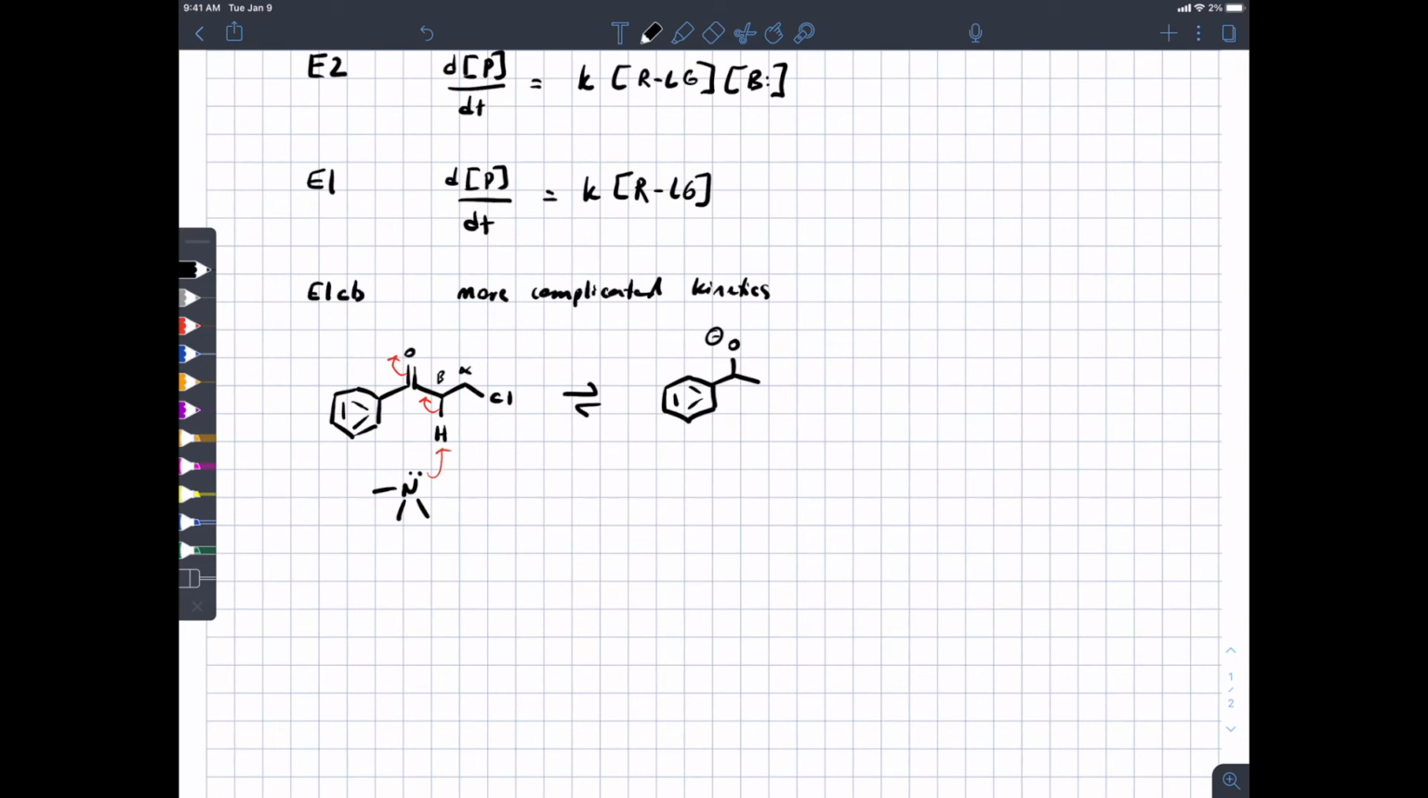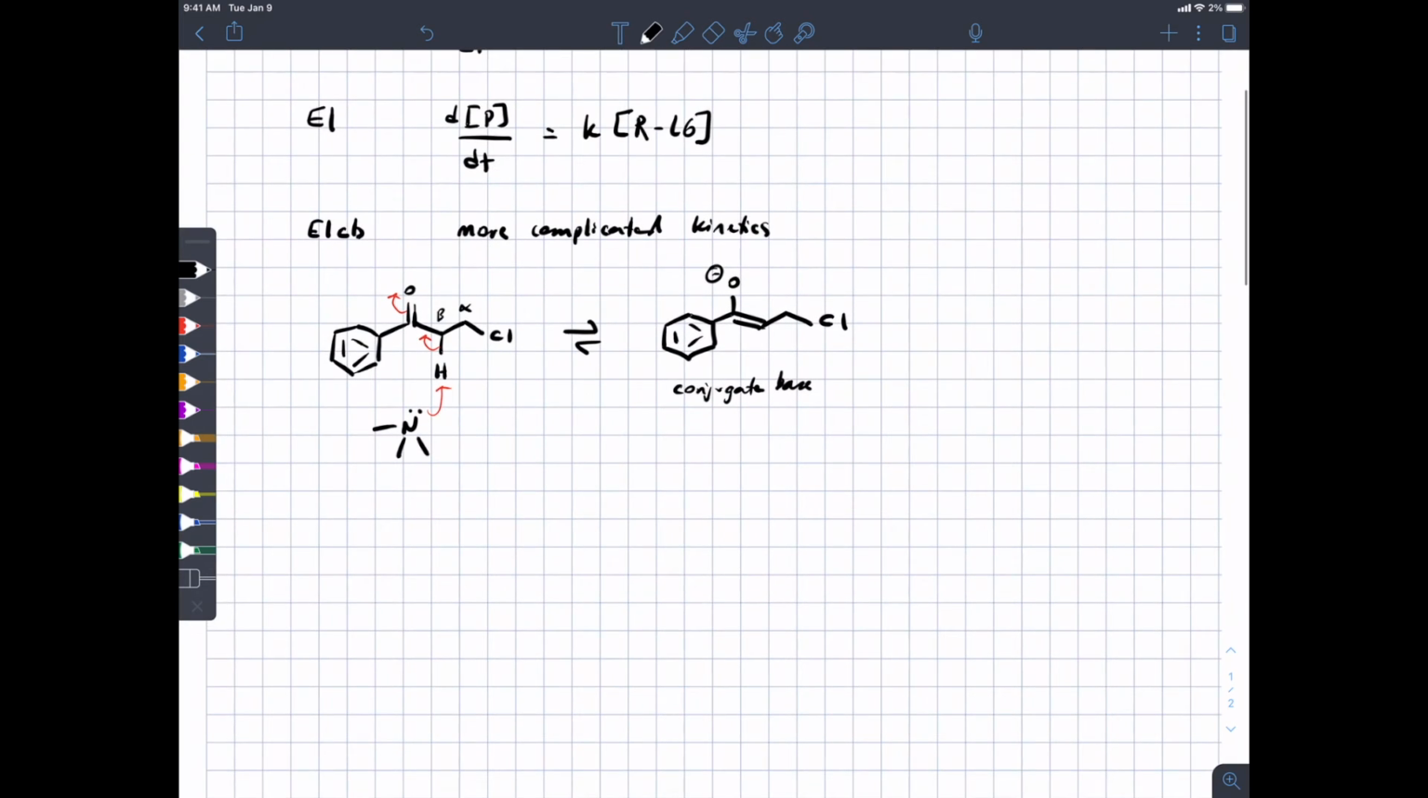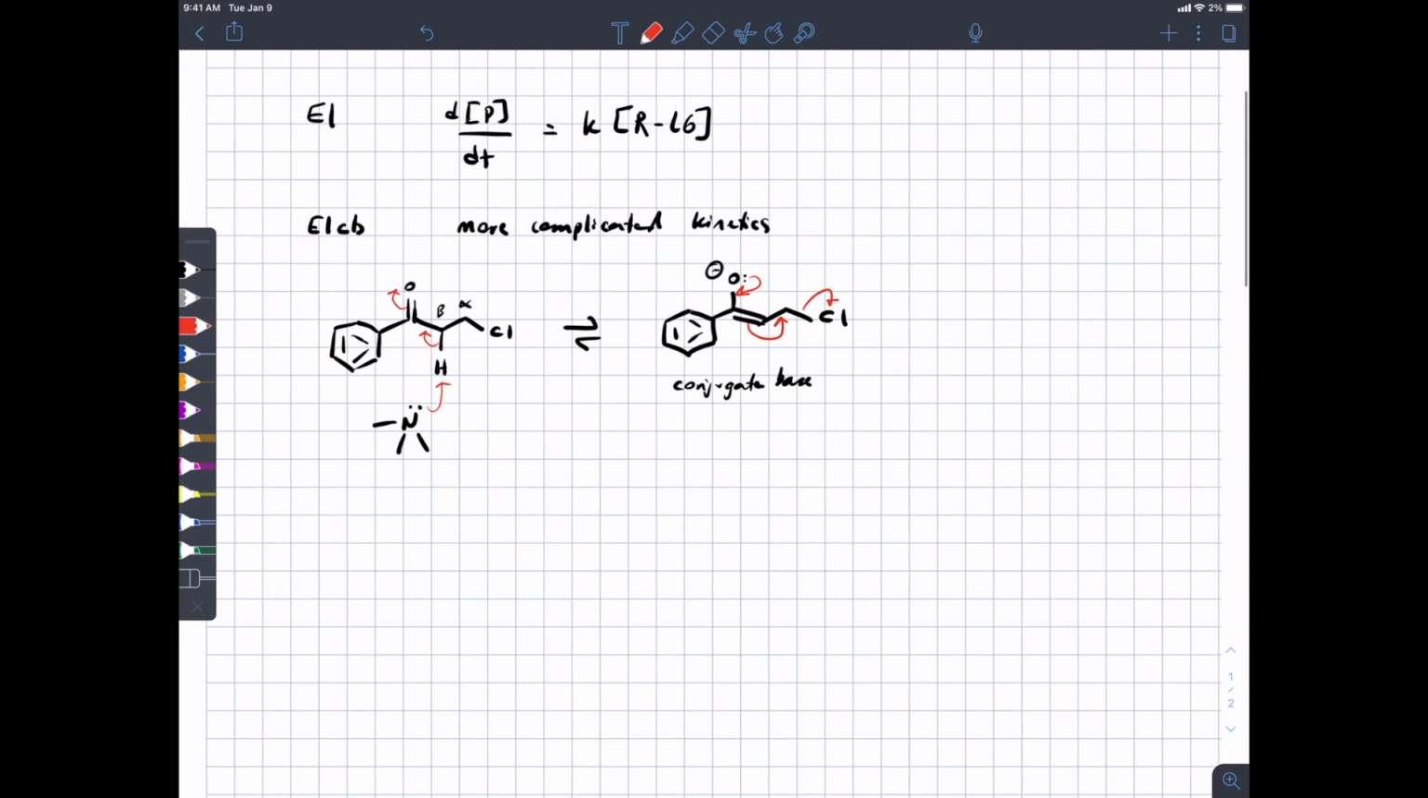you a sense for why this can happen, because the conjugate base is stabilized by resonance. And then in a second step, electrons from that beta carbon can kick down and kick off the leaving group. And then you end up with your eliminated product.